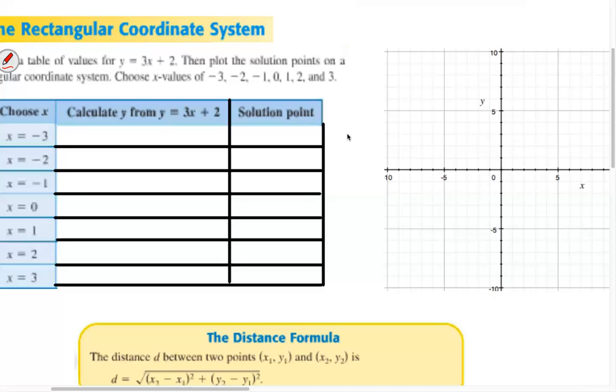Now, how do I show my middle column, which is my work column? Well, I'm simply going to replace the X with what it says over here in this column, okay? I'm just going to replace my X's with these numbers over here. So in this one, it's going to be 3 times -3 plus 2. You guys writing this down? This one would be 3 times -2 plus 2. Here, this would be 3 times -1 plus 2. This one would be 3 times 0 plus 2.